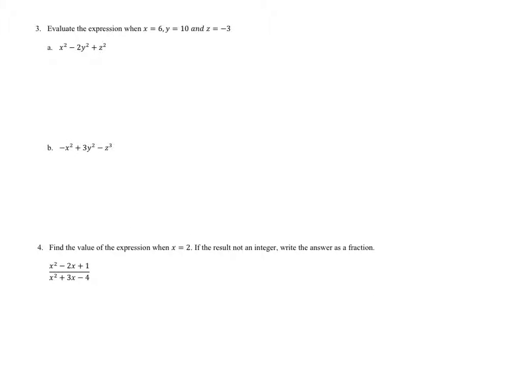Next slide. Now, again, they're just getting a little bit more intense, but the process is the same, okay? We have to stick with order of operations, substitute in, and then stick with that order of operations. So again, x is now 6, y is 10, z is negative 3, so it's going to be 6 squared minus 2 times 10 squared plus negative 3 squared, okay? I recommend doing this without a calculator if you can, because sometimes a calculator can give you the wrong answer if you don't input it properly with parentheses.